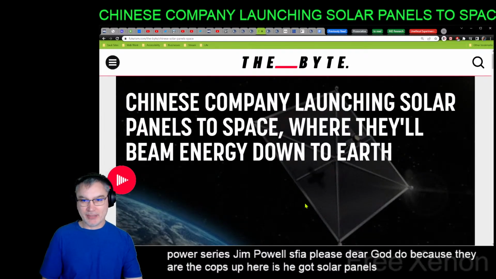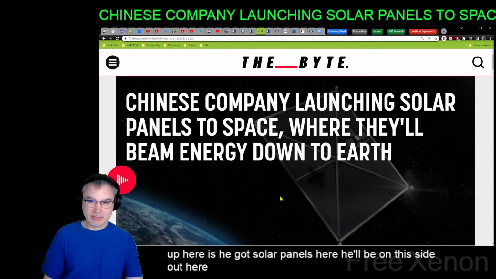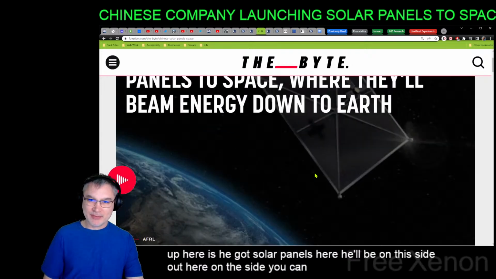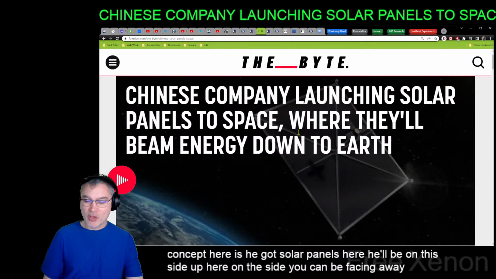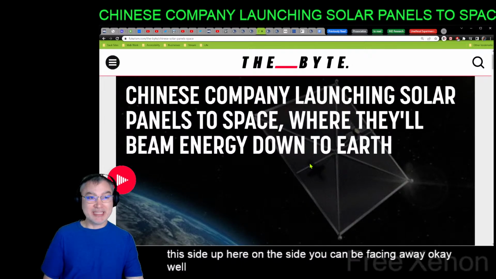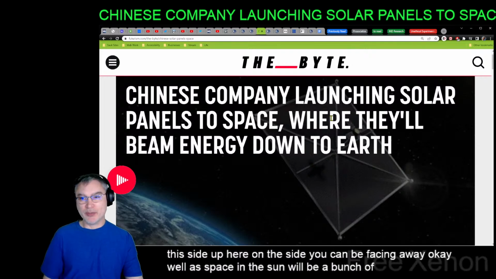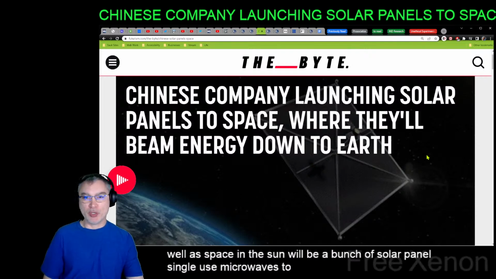So the concept here is you've got solar panels here. It'll be on this side out here, and the side you can't see. That doesn't make sense. Why is this facing away? Okay, well, whichever side is facing the sun will be a bunch of solar panels. Then they'll use microwaves to beam it back down to Earth.